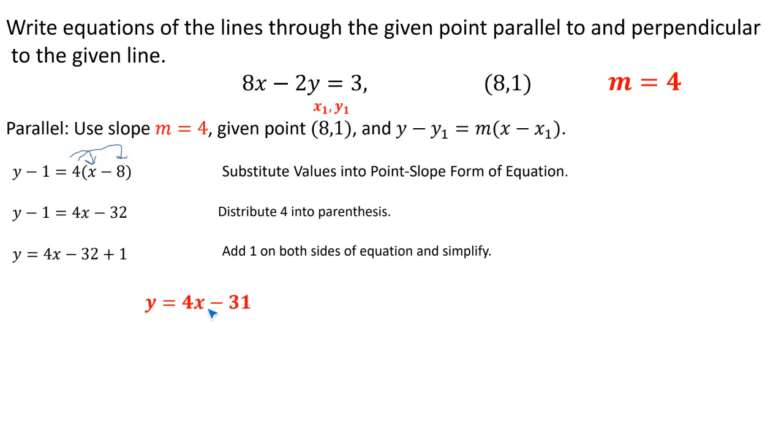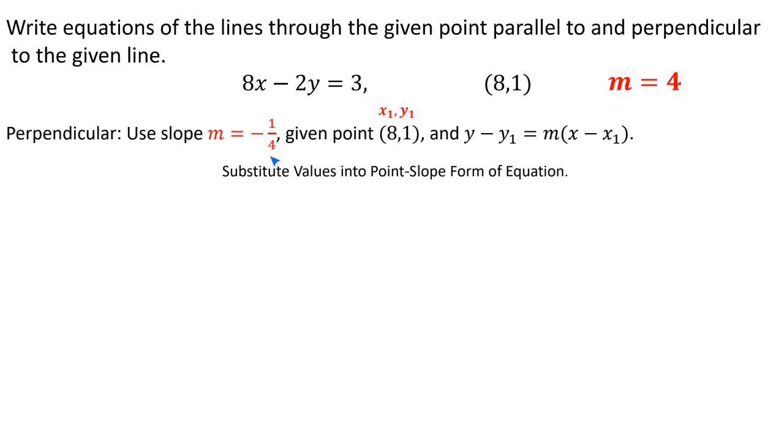So if I was to draw this red line here with the original equation, then the lines would be parallel to each other. Now for perpendicular, we don't use m equals 4. We want to use the negative reciprocal. So we're going to use -1/4 instead of the m equals 4. We still use the same point and we follow the same procedure. So we end up with y minus 1 is equal to -1/4 times x minus 8.